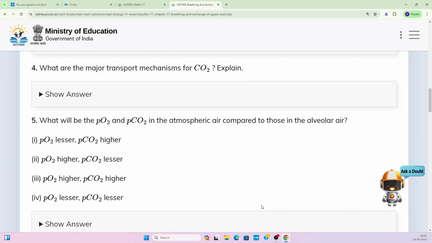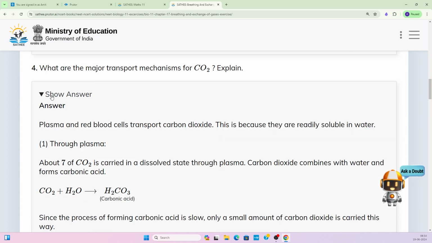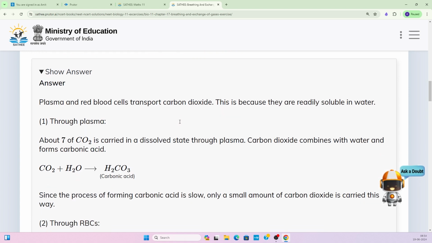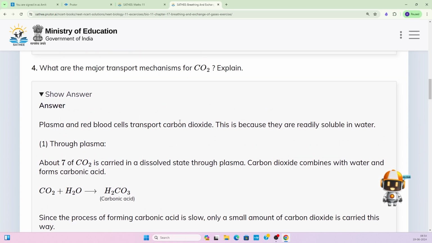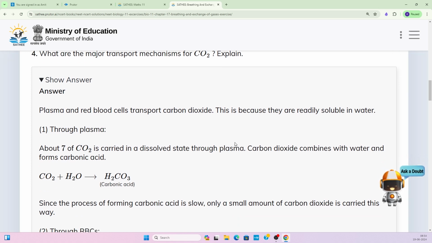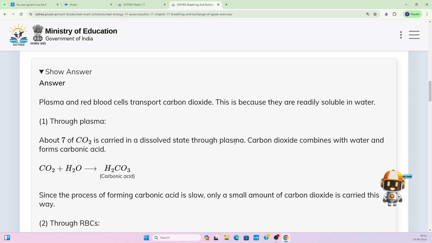What are the major transport mechanisms for CO2? Explain. This is asking about how carbon dioxide is transported. So carbon dioxide is transported via three different means. Okay, so let us see what those are.